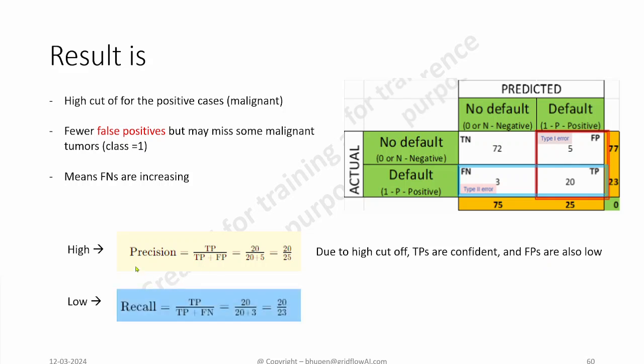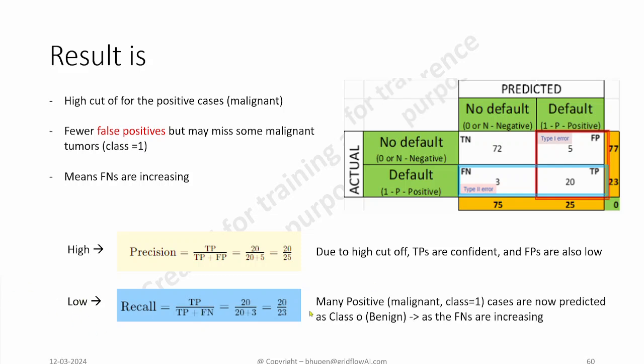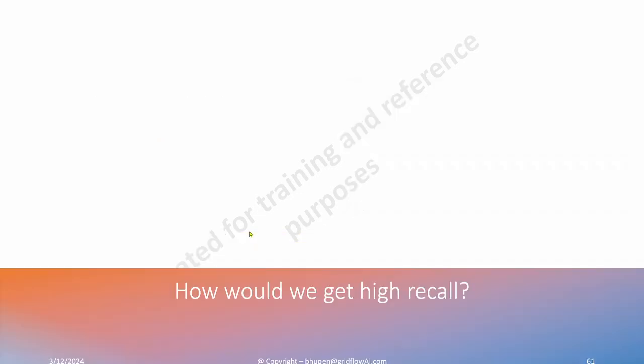That's what we want. But on the contrary, or on the flip side, what we get is recall, which is affected by false negative, and false negative is increasing. So the denominator is increasing and hence the recall is decreasing. And so recall is low. So that's the situation or relation between precision and recall. High precision invariably will give you a low recall.